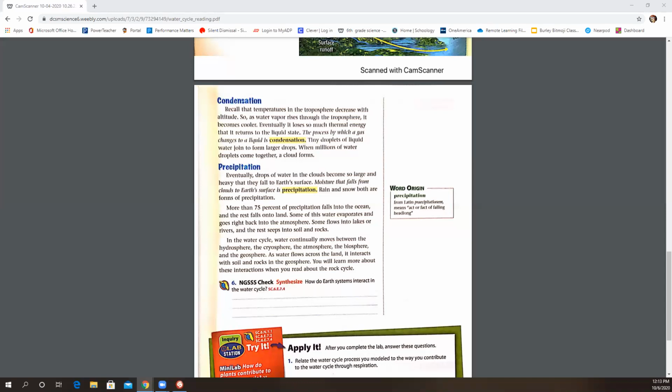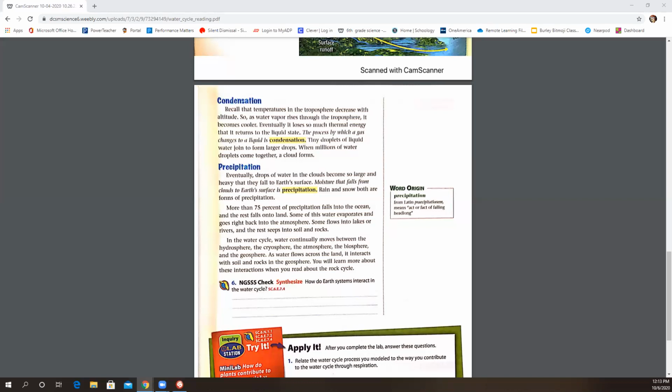Precipitation. Eventually, drops of water in the clouds become so large and heavy that they fall to Earth's surface. Moisture that falls from the clouds to Earth's surface is precipitation. Rain and snow are both forms of precipitation. More than 75% of precipitation falls into the ocean, and the rest falls onto land. Some of this water evaporates and goes right back into the atmosphere. Some flows into lakes and rivers, and the rest seeps into soil and rocks. In the water cycle, water continually moves between the hydrosphere, the cryosphere, the atmosphere, the biosphere, and the geosphere.